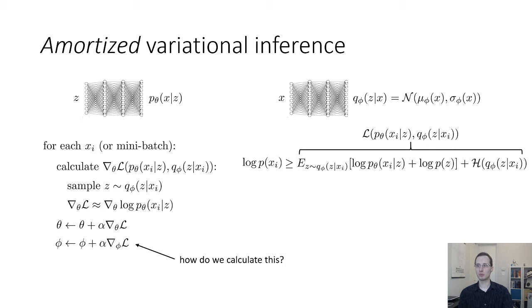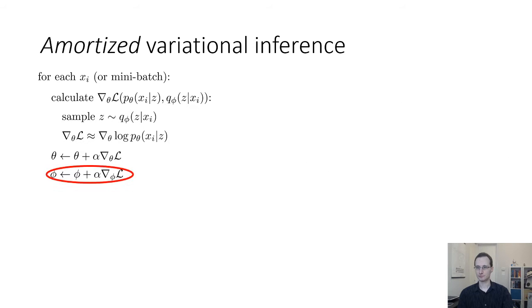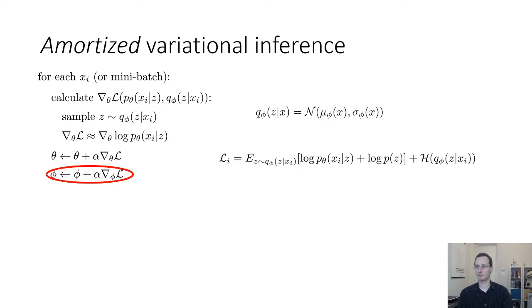Phi appears in two places in the evidence lower bound. It appears as the parameters of the distribution under which we compute the expectation, and it appears inside the entropy term. So let's talk about this a little bit more. Here's our evidence lower bound again. And remember that q phi is just a Gaussian distribution where the mean and variance are given by neural network functions of x.